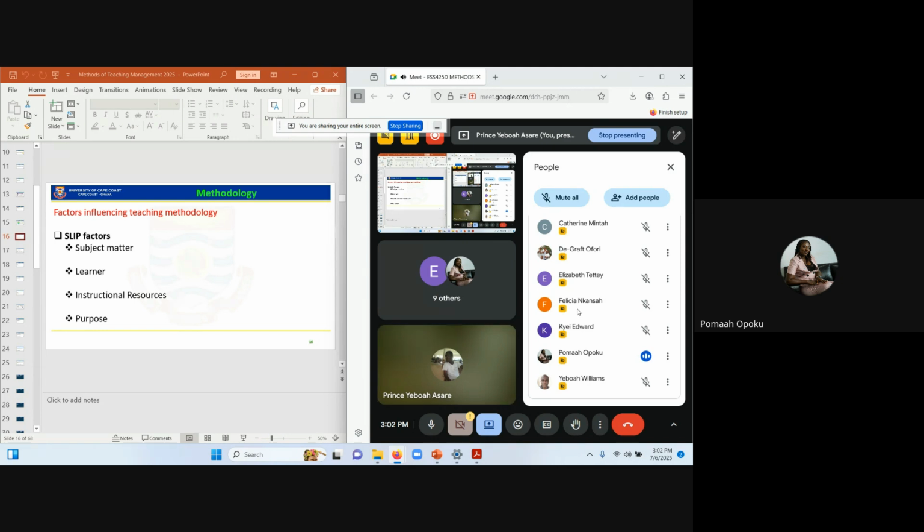We can also say that the complexity of the subject matter will help you to determine your pace of instruction. You have addressed complexity. Okay, so your subject matter will also help you to know your pace of instruction. You know, whether you are going to use just a period, double period, or the whole week to teach the topic or whatever you want to teach.